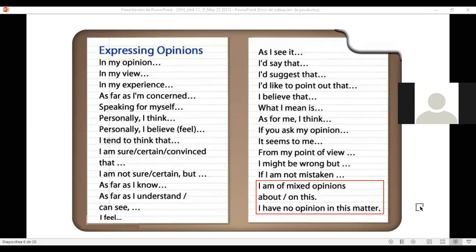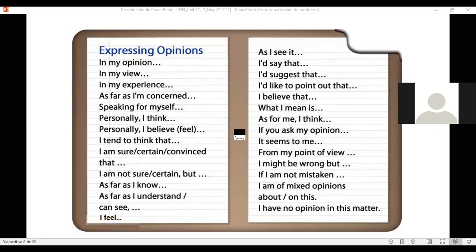And the first one we have, I'm of mixed opinions. Tengo una mezcla de opiniones. Y podemos introducir sobre qué opiniones utilizando about. About o podemos utilizar on this. Si tengo una mezcla de opiniones en esto, en específico, ¿no es cierto? En esto, o acerca de. Y la última, pues, no tengo opinión sobre este tema. I have no opinion in this matter. ¿Sí? Cuando queremos evitar dar nuestra opinión.